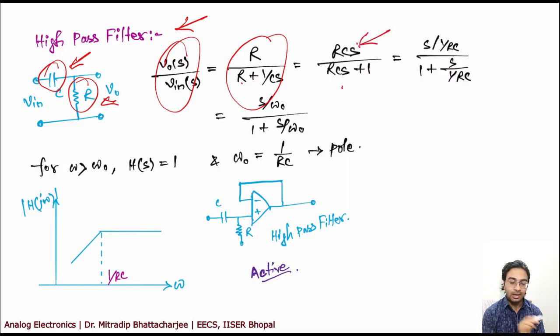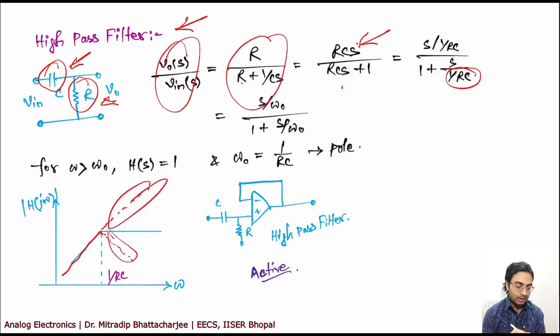So you have a zero at s equal to 0. A zero means there is an increase in the transfer function at a rate of 20 dB per decade. So you have an increase, and then you have a pole at 1 by RC. So at 1 by RC, after the increase of plus 20 dB per decade, you have a decrease of minus 20 dB per decade. These two will provide you a resultant constant transfer function. So this is basically your high pass filter.